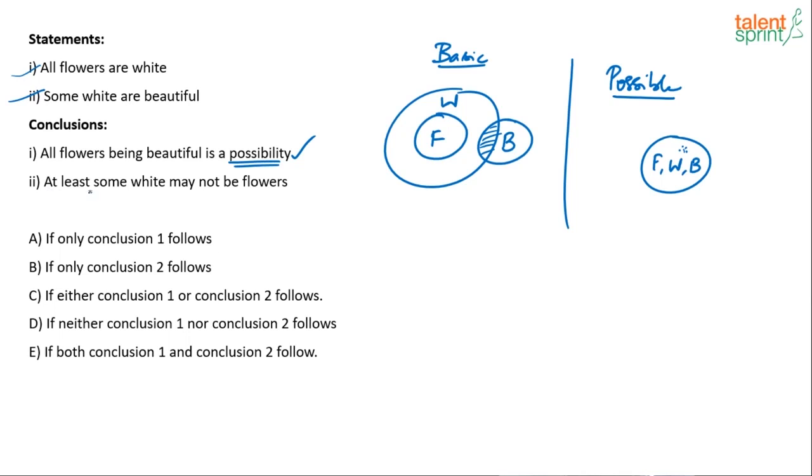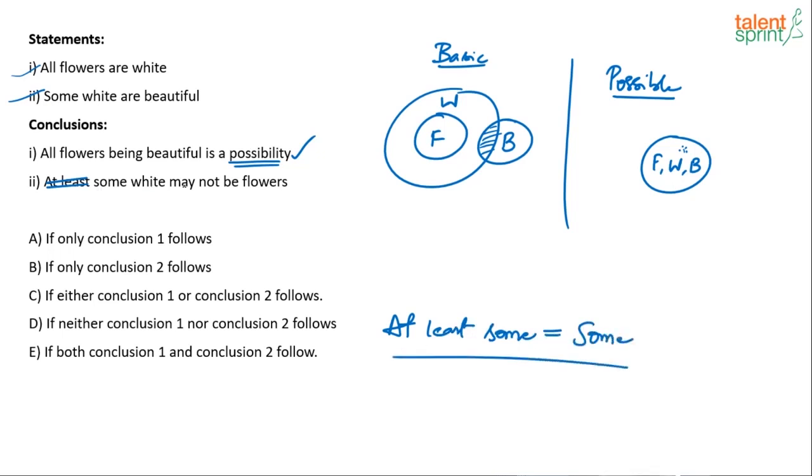Second one, at least some white may not be flowers. Now remember, we have discussed this a million times already. This is yet another time. At least some is as good as some. At least some and some are same. There is no difference. At least some is equal to some, right? So don't get confused with the word at least there.